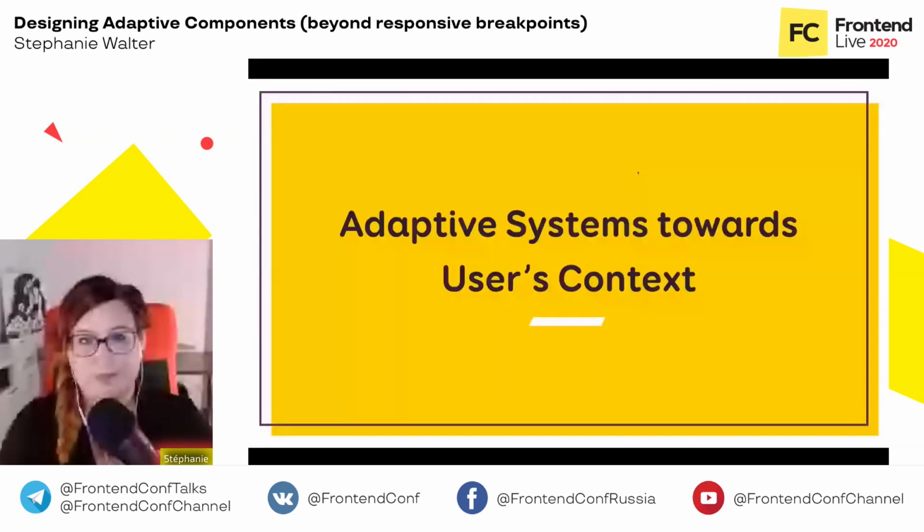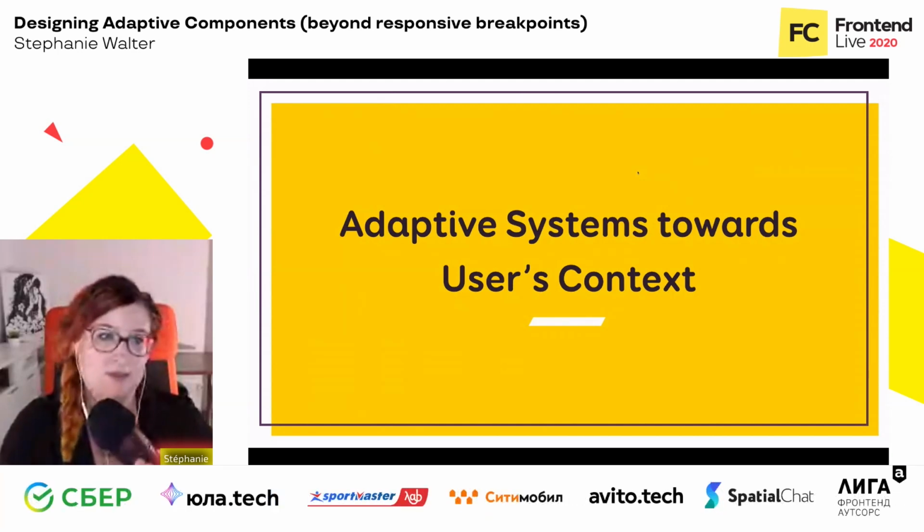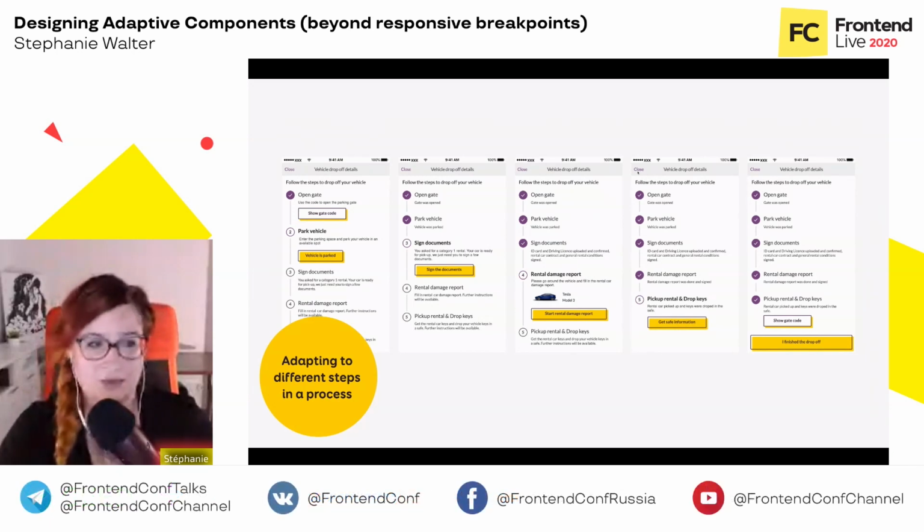Last but not least, how could we adapt the components to user-specific context and point in the journey? So you could imagine an interface that is going to adapt to the different steps in the process. Because if you have a process that has a lot of steps, depending on which step the user is in, the interface might not be exactly the same, but you might still use kind of the same components. So this is an example of a step-by-step application to bring your car to get it repaired outside of opening hours. So there's a lot of different steps. You open the gate, you park the vehicle, you have to sign a few documents.